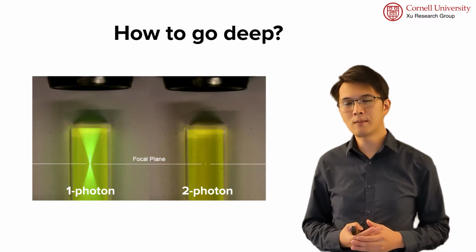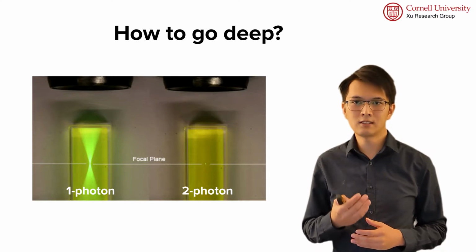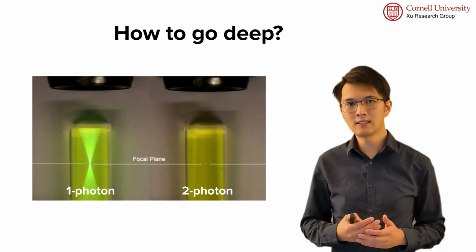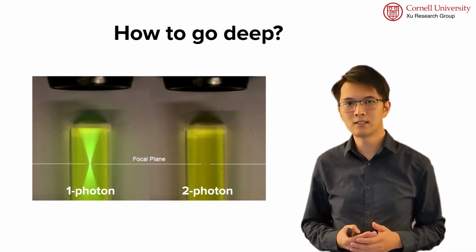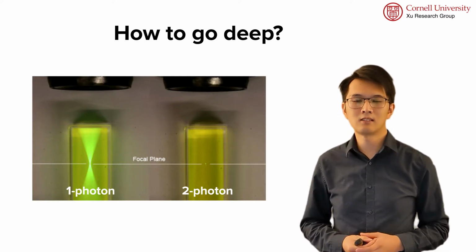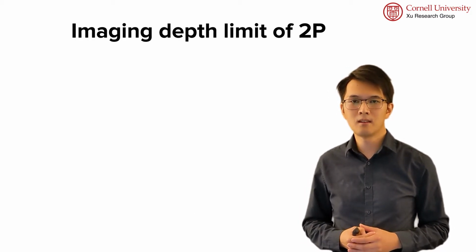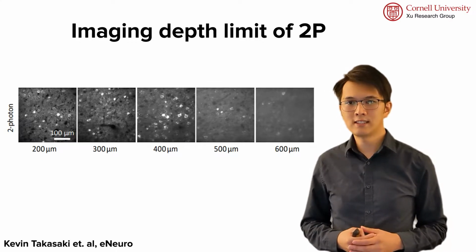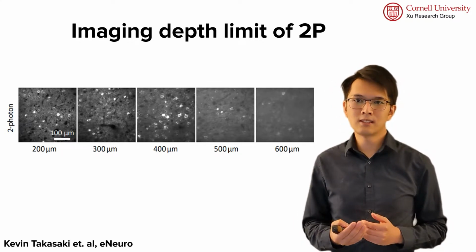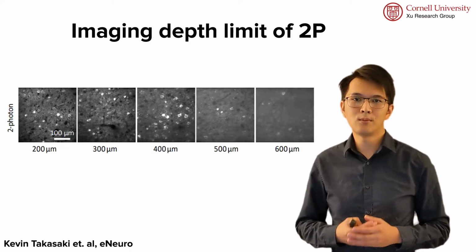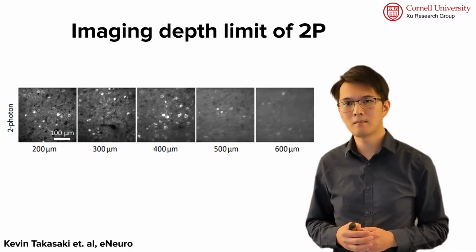However, for two-photon microscopy, you can see the focus is really sharp on the focal plane. There's no fluorescence above or below the focus that may eventually degrade the contrast. However, even for two-photon microscopy, there's still an imaging depth limit for a densely labeled brain. You can see this image series here at a 600 micrometer depth. You can see that the image's contrast starts to degrade, and we cannot see the neurons very clearly.